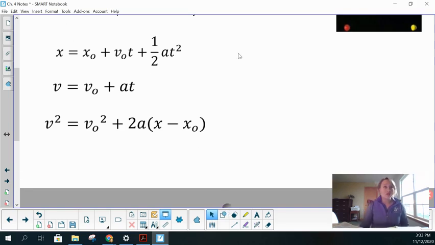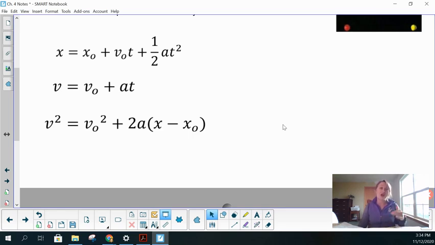The top one I call the position equation because it tells how position changes over time. Next one is velocity. And then lastly, we're using that velocity equation that has no time in it. So that's oftentimes useful if you don't have time. I want to reiterate that these equations are only used when we have situations with constant acceleration. And in this case, we do because we have a constant acceleration of that negative 9.8 meters per second squared in free fall.